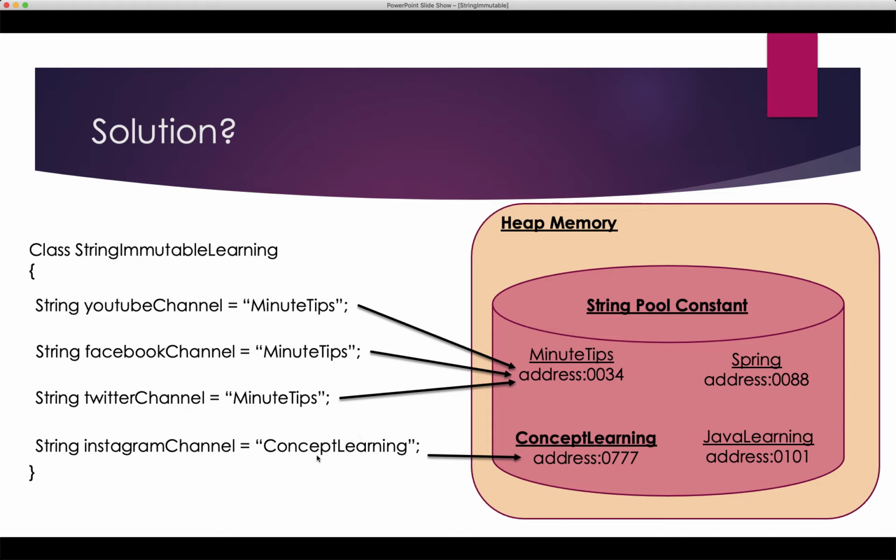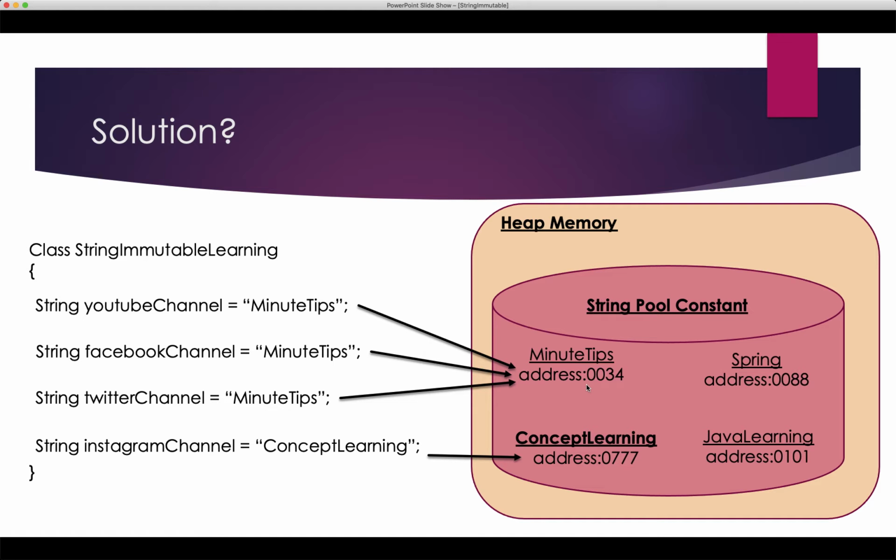Now, the change in the name of the Instagram channel is not affecting my YouTube channel, Facebook channel and Twitter channel names. Okay, because now the change that I did is on a different memory location. So this is the concept. This is why the string class is made immutable, because the change in one variable will not reflect or affect the other variables which are pointing to the same memory location.